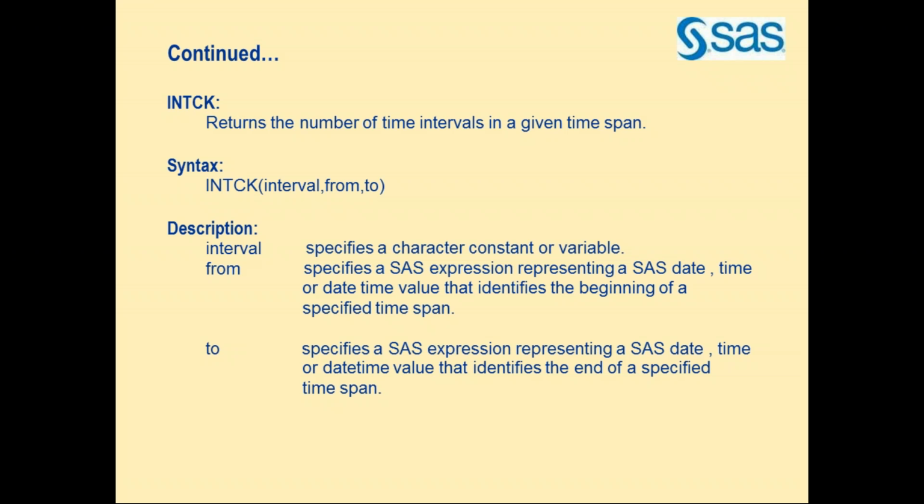So INTCK stands for interval check. So the syntax is the interval. The interval over here means you could ask for a day interval. So this function helps you to calculate the number of days between two different dates, the number of months, number of years, number of quarters, and so on. So the syntax is the interval, which means you want the difference of days or the difference of months, comma, followed by the starting date and then the end date, right?